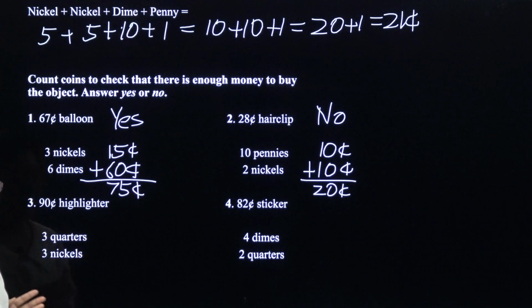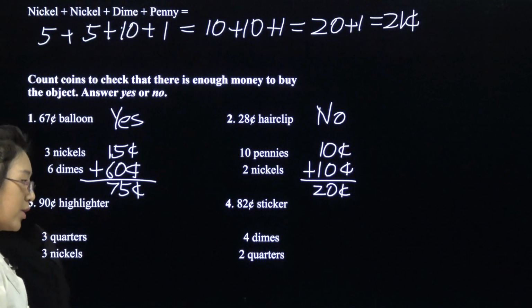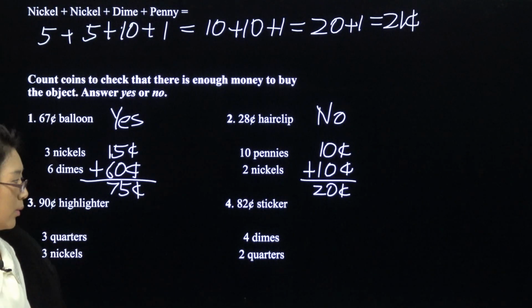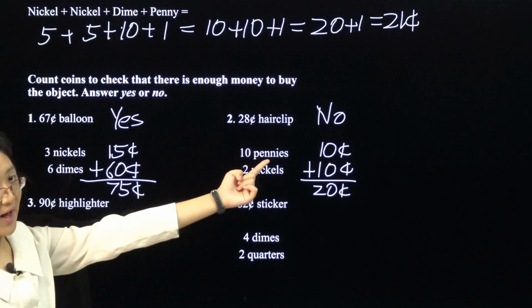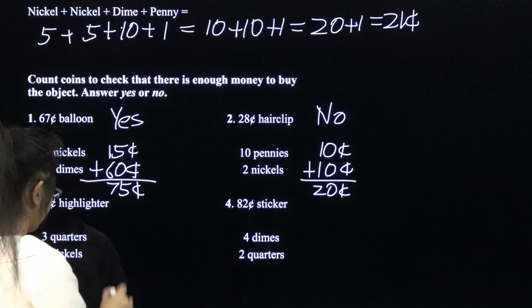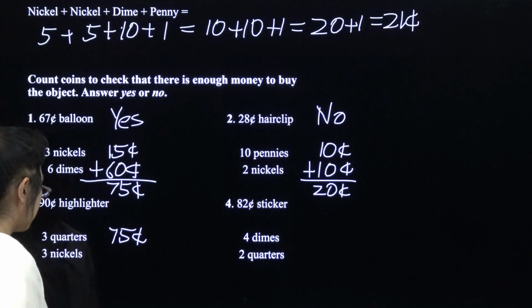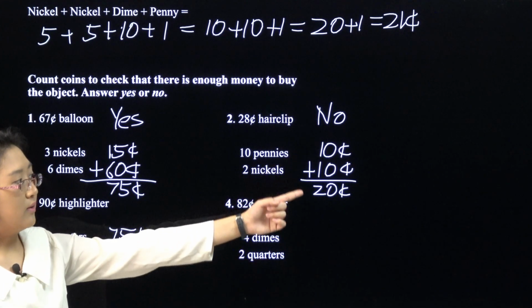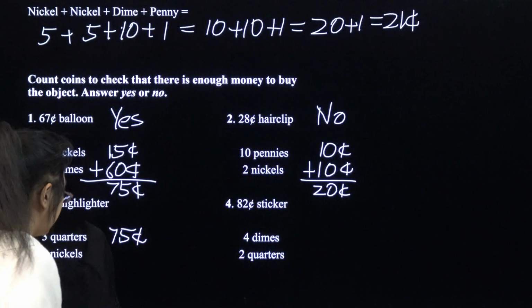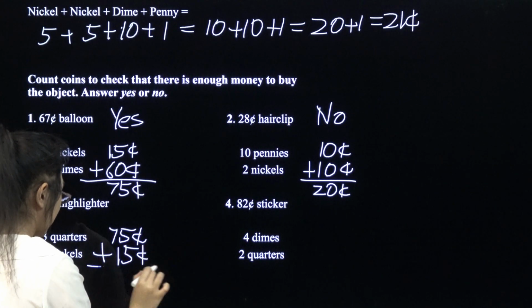What about here? A 90-cent highlighter. We have 3 quarters and 3 nickels. What's 3 quarters? 25, 50, 75. 75 cents. What's 3 nickels? 5, 10, 15. 15 cents. 75 cents plus 15 cents.